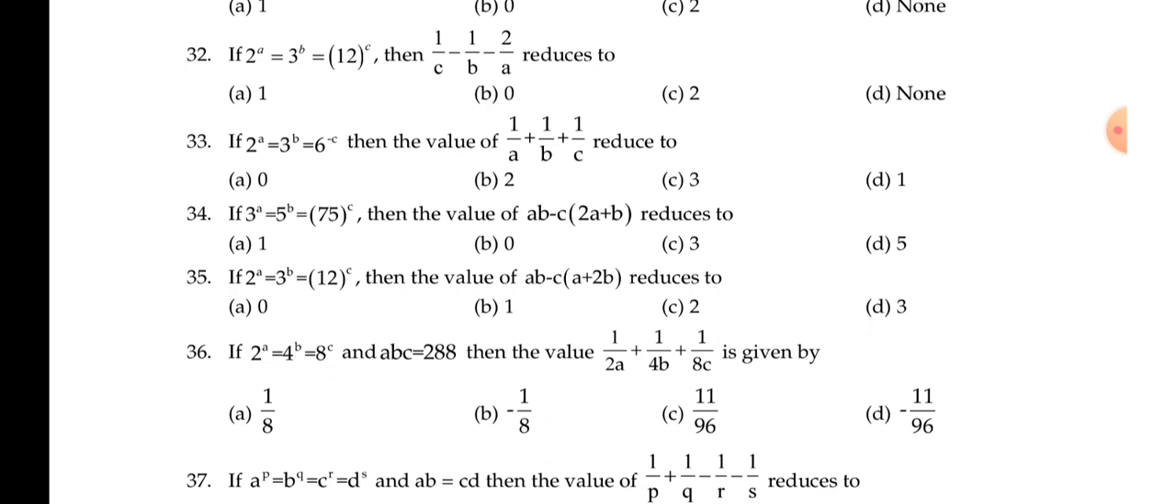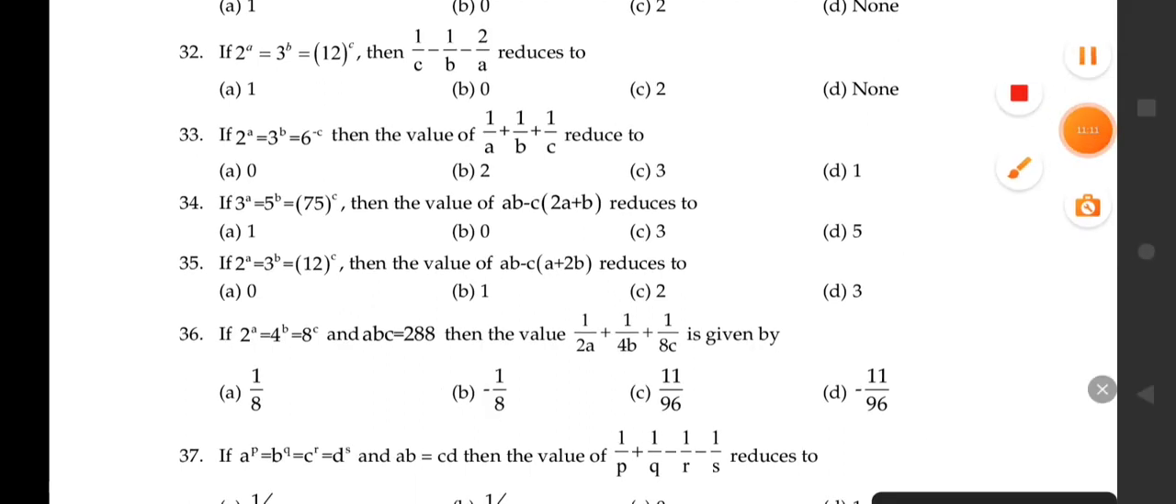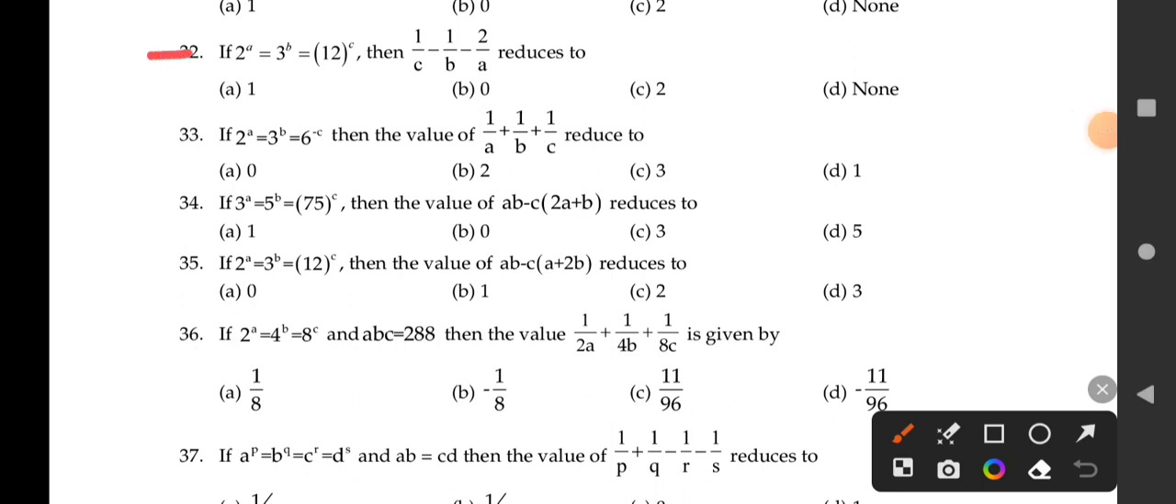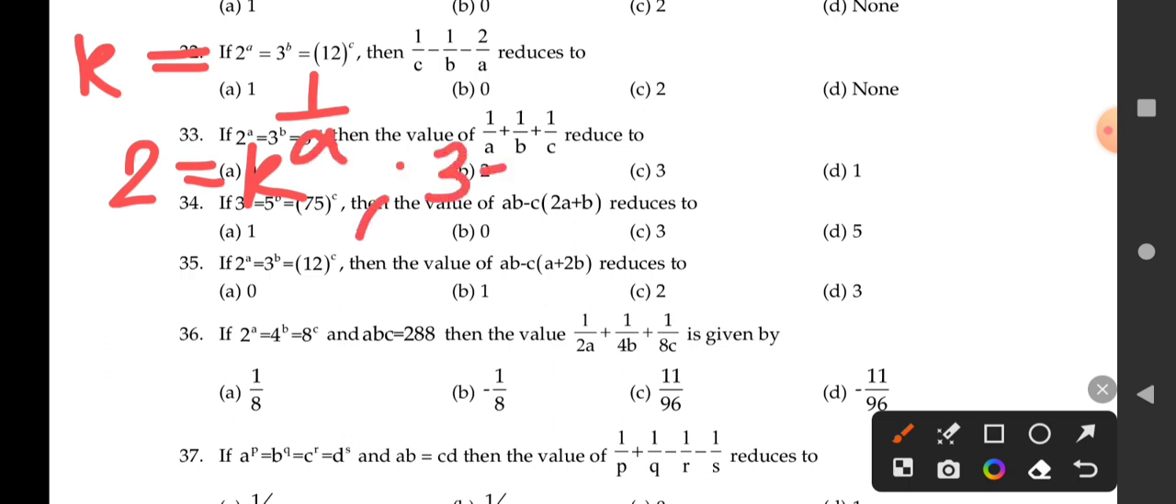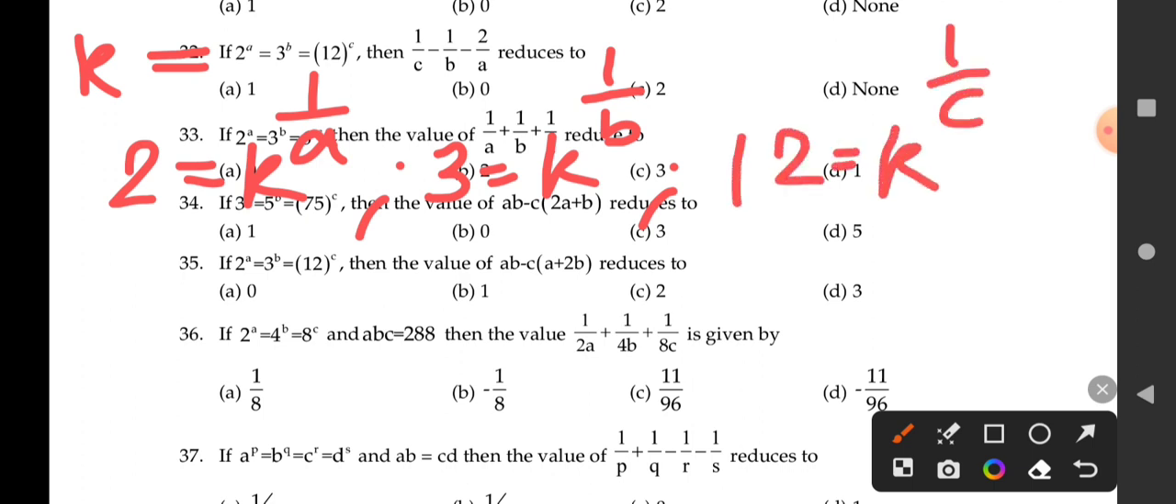Next question, question number 32. Okay, again this is a simple question. Let us assume these are equal to constant k. So 2 equals k power 1 by a, 3 equals k power 1 by b, and 12 equals k power 1 by c. So we have 2 into 2 into 3 is equal to 12.